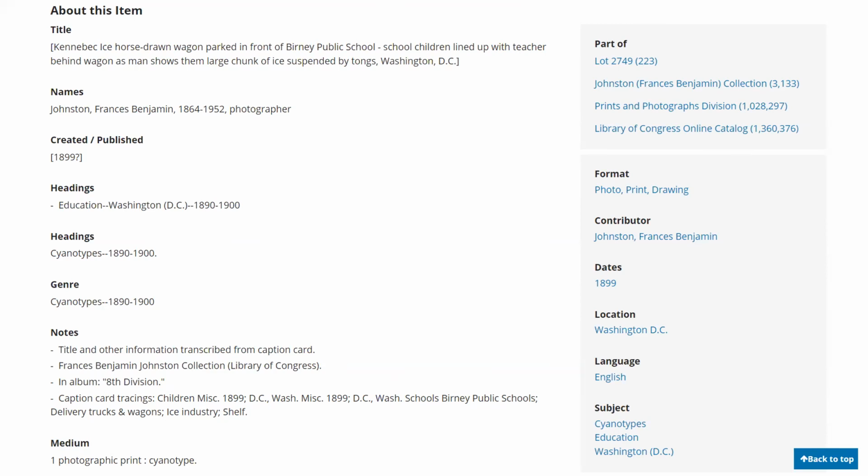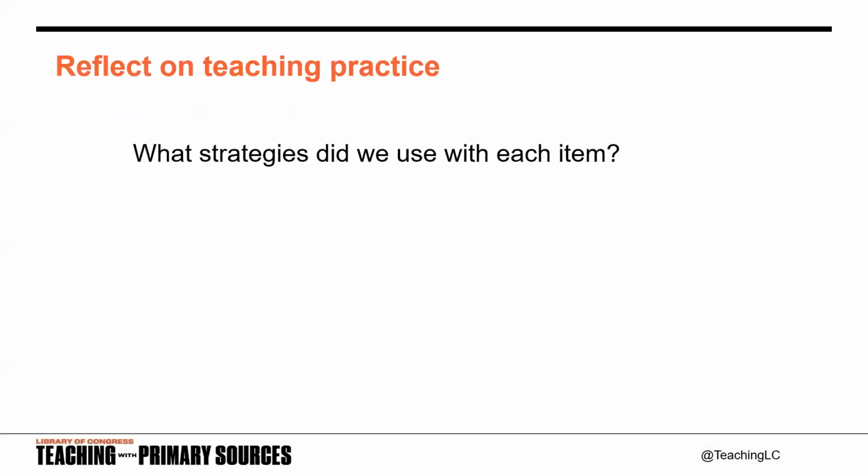Then let's go on to that last slide, Kathy. And it's a multi-part question. So just what strategies do you recall that we used with each item? We took two different approaches with two different items. What do you remember that we did?